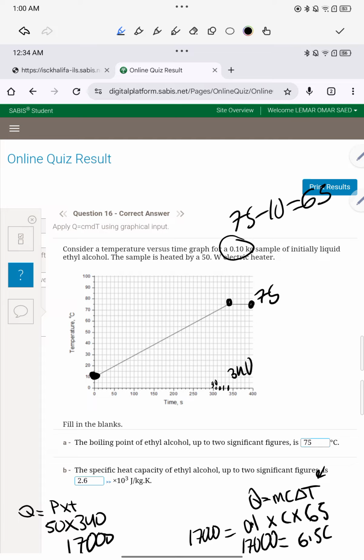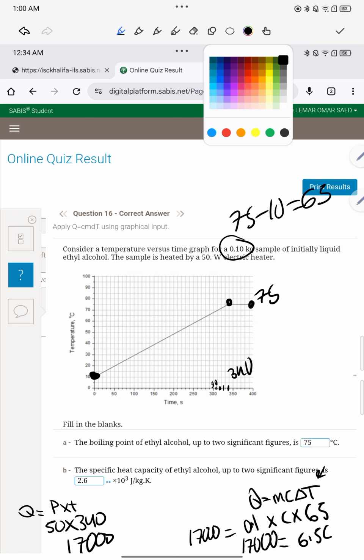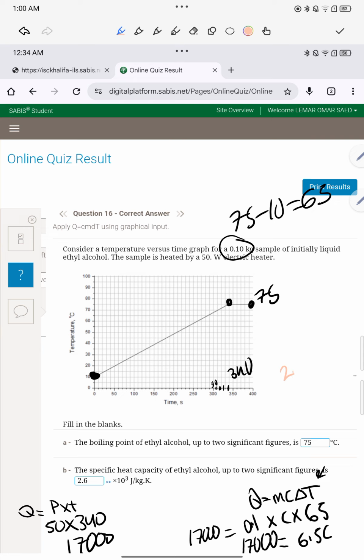17000 divided by 6.5 is, when you put it on the calculator, you will get 2615.384. They want you to make it like this in scientific notation. 1, 2, 3, so 2.6 times 10 to the power of 3. It's positive 3. In case you forgot, when we go backward, it's positive. When we go to the front, it's negative.